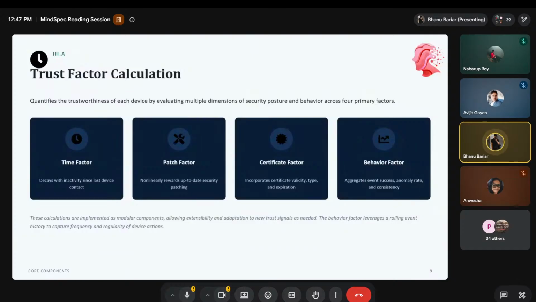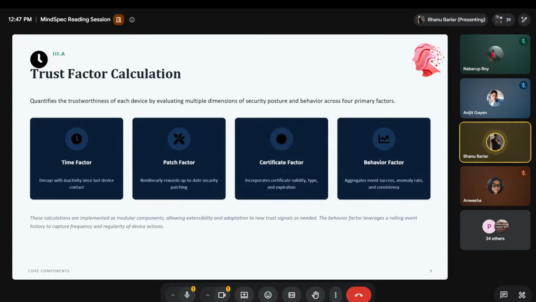Trust factor calculation forms the mathematical foundation of the entire framework. Rather than relying only on a single trust metric, the authors evaluated four independent security dimensions. The first one was the time factor. This measures how recently the device communicated with the system. Devices that remain inactive for long periods gradually lose trust because they may have been compromised while offline.